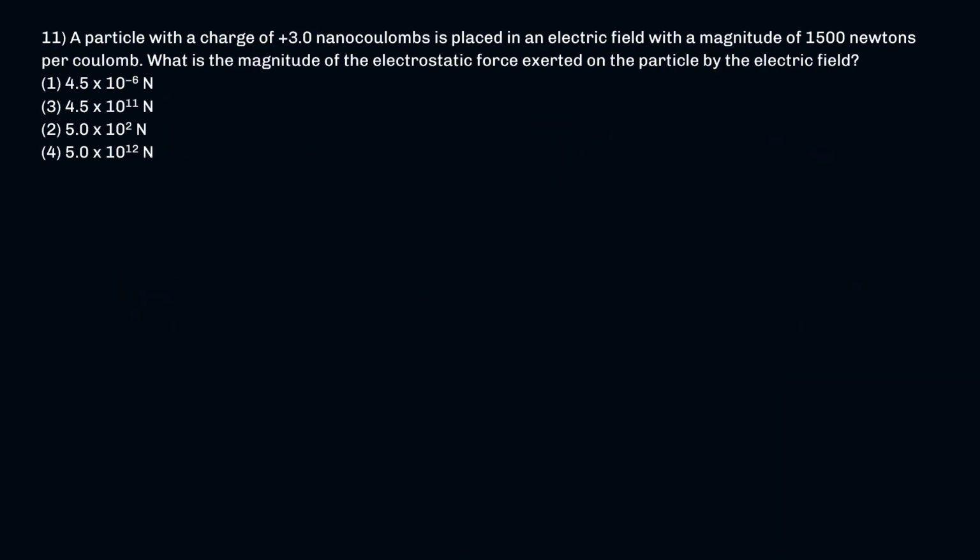So example number 11, we have a particle with a charge of 3 nanocoulombs. It is placed in an electric field with a magnitude of 1500 newtons per coulomb. What is the magnitude of the electrostatic force exerted on the particle by the electric field? So let's look again. This is just a plug-in question, so let's look at what we have in the question, then figure out what equation we are going to use based on that.